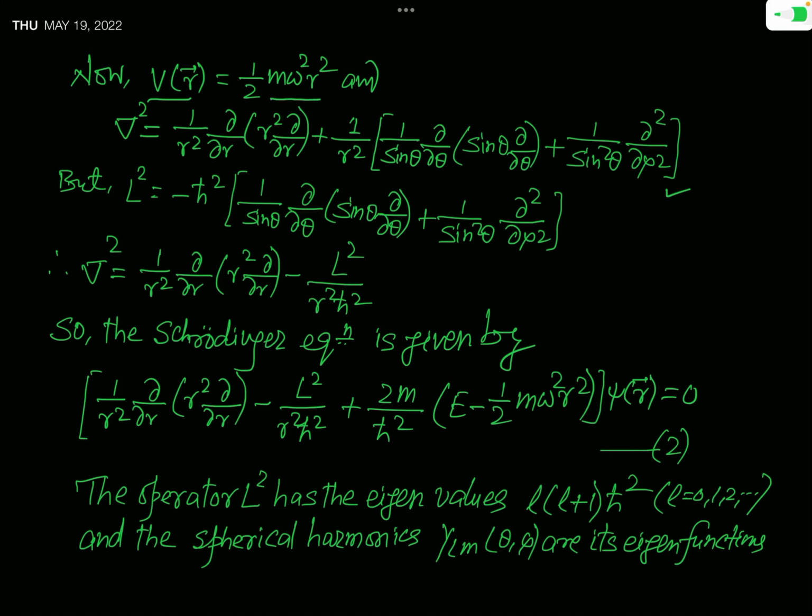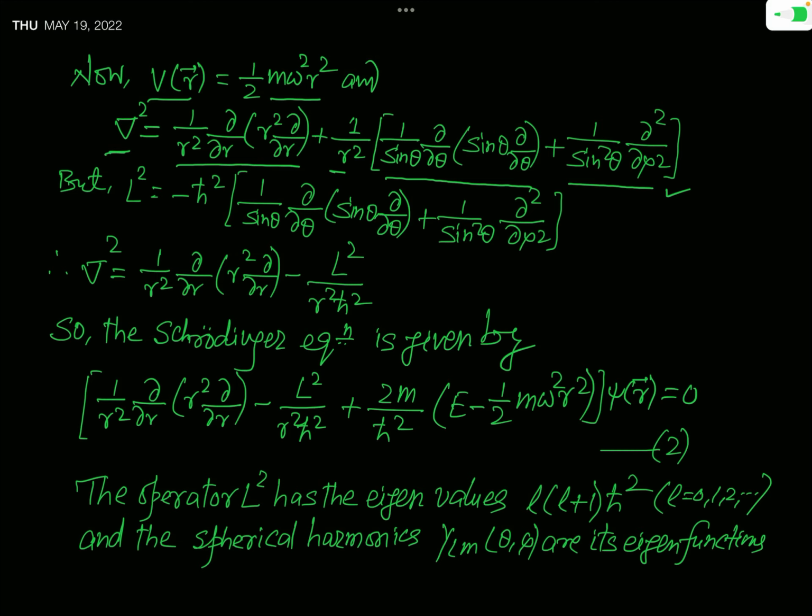And you know the expression for the Laplacian in spherical polar coordinates is this: 1 over r square del by del r of r square del by del r, plus 1 over r square times 1 over sine theta del by del theta of sine theta del by del theta, plus 1 over sine square theta del 2 by del phi square. This is the expression for the Laplacian operator del square in a spherical polar coordinate system.